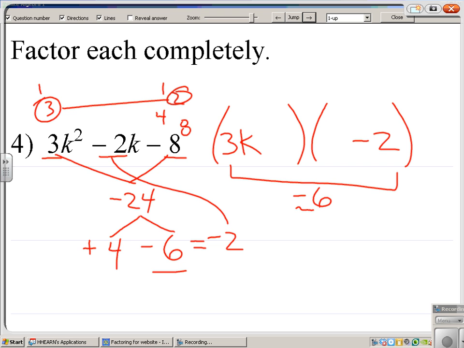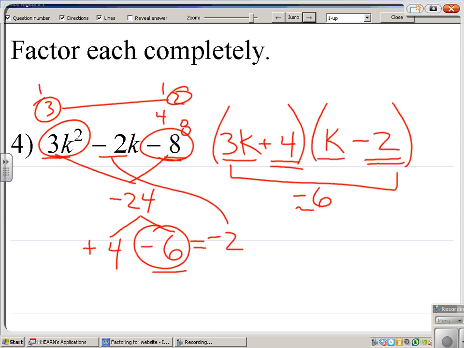And I really want to emphasize that at this point you have it made, because first times first equals first. So 3k just needs to be multiplied by another k to give me k squared. And last times last equals last. Minus 2 times plus 4 gives me minus 8. So I've used this magic number, and now I'm checking for my other magic number with my inside product, and there's the 4k's that I needed. There's my plus 4.